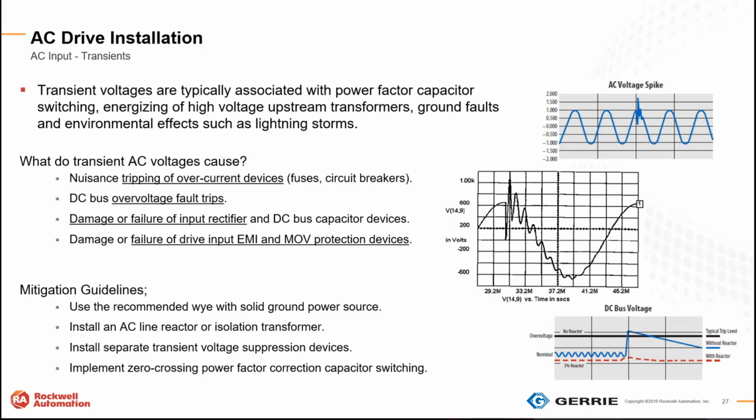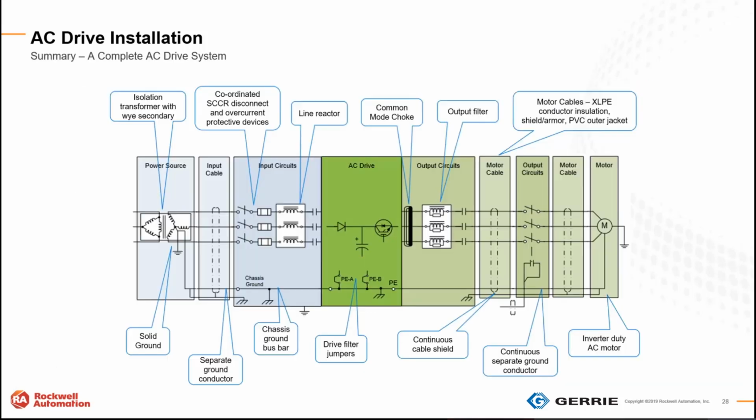Zero crossing power factor correction, capacitor switching. I don't really implement that too often, but the reactor is by far the most cost effective way to deal with any of your known voltage spikes in your system scenario.